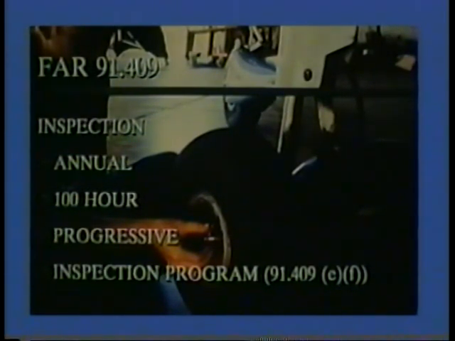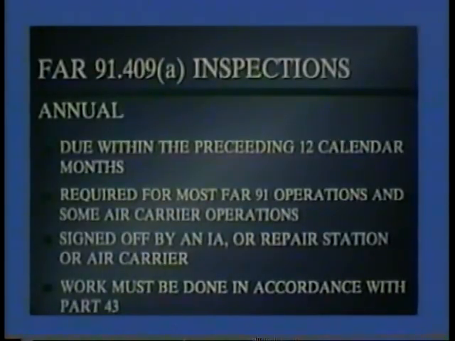FAR 91.409 covers annual, 100-hour, and progressive inspections, plus the four inspection programs for large multi-engine turbine-powered aircraft. An annual inspection must be accomplished within a 12-calendar-month period. It's required for most FAR Part 91 operations and some Part 135 air carrier operators. It must be signed off by an IA or by a repair station or by the air carrier. Any work accomplished must be done in accordance with FAR Part 43.